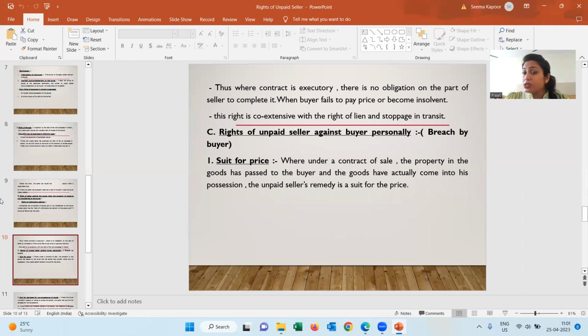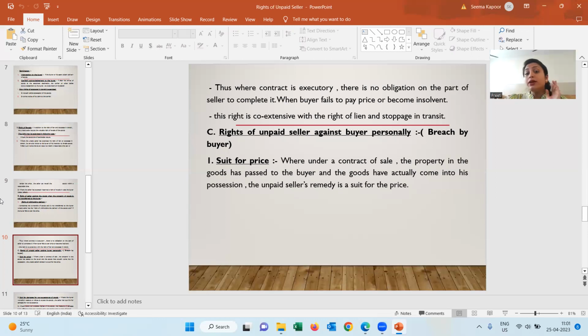Even knows this thing कि buyer has failed to make payment. अगर उसको पता चल गया कि बायर पेमेंट नहीं करेगा, तो ऑब्वियसली सेलर अब आगे उसके साथ कोई डील नहीं करेगा और उसको पोजेशन भी नहीं देगा. तो उस केस में ही वो use कर सकता है co-extensive right of lien and stoppage in transit. इसलिए this is called a right of withholding delivery.